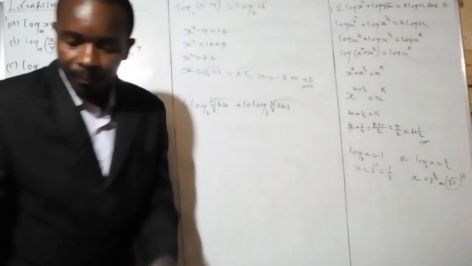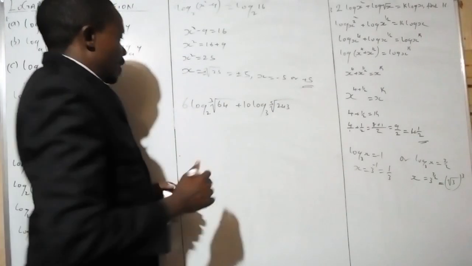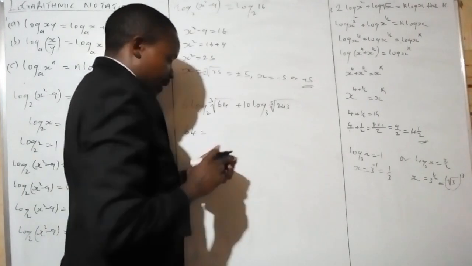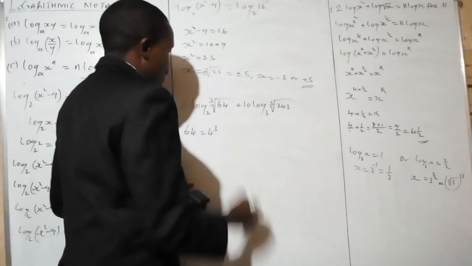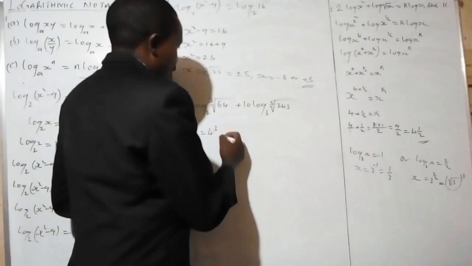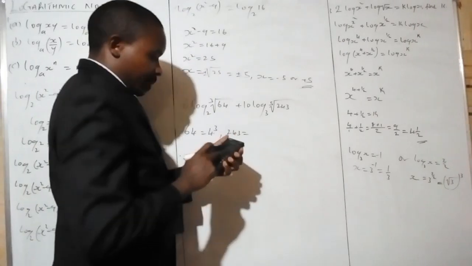The fifth root, for 64 is the same as 4 cubed. Yes, this is 4 cubed. And 243 is the same as 3 raised to the power 5. Yes, 3 raised to the power 5.